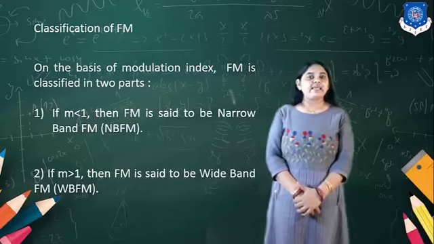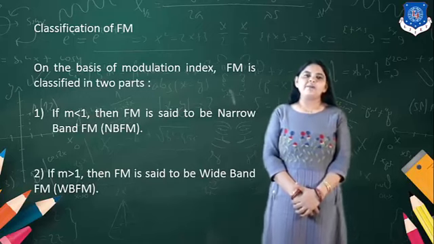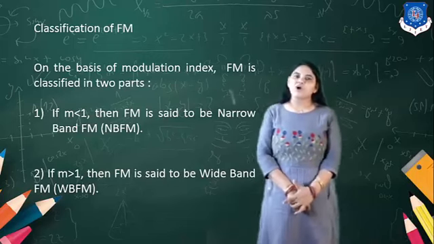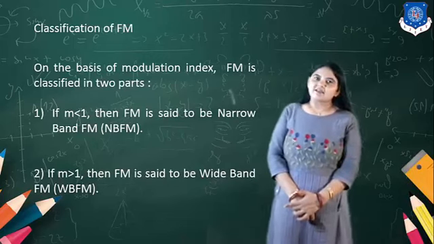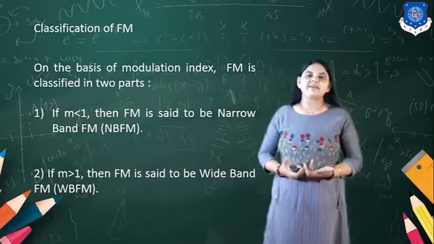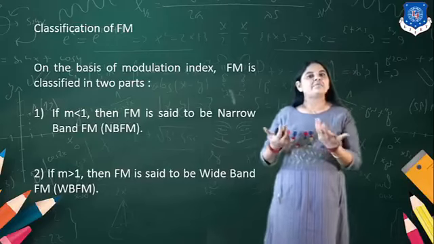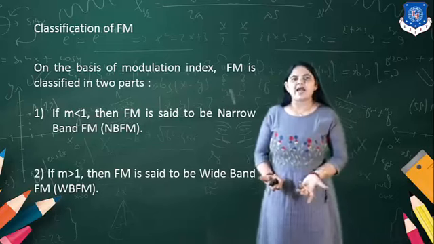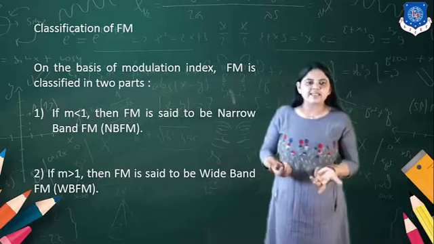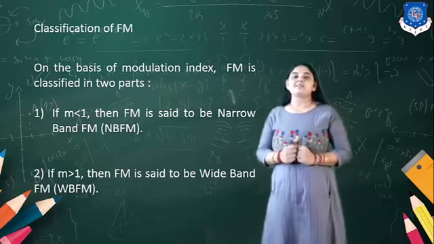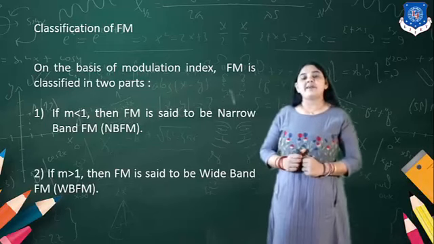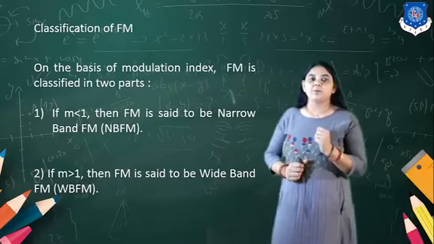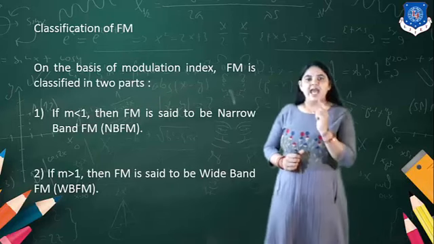If M is less than 1, the modulation index is less. If the modulation index is less, the number of sidebands is less, and the bandwidth required is also less. So if M is less than 1, then the FM is said to be a narrow band FM. It means the small bandwidth is considered to be narrow band FM.